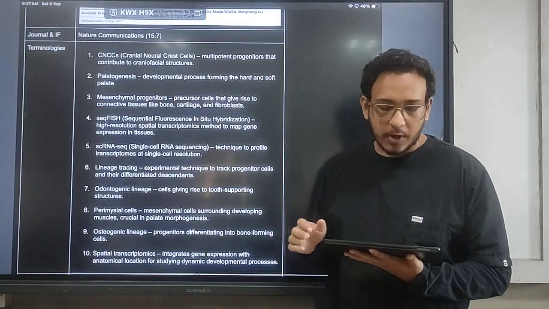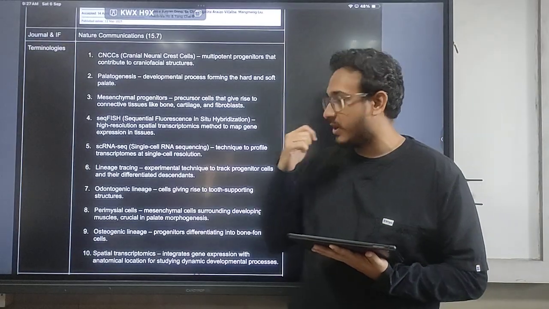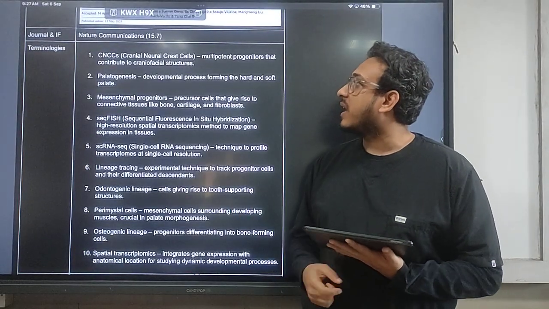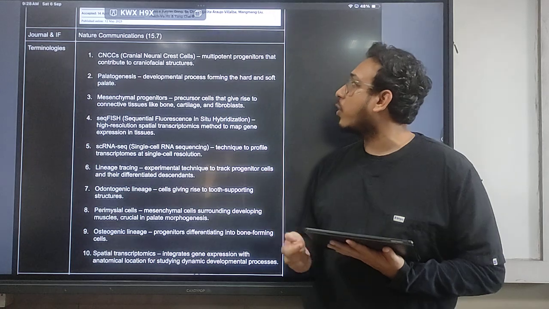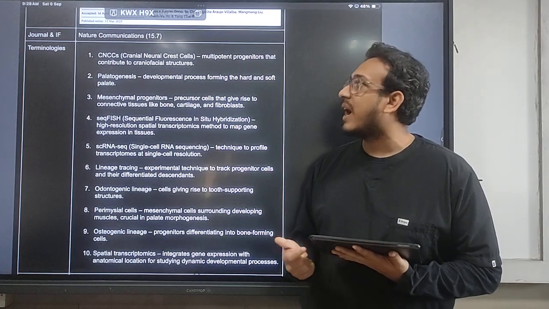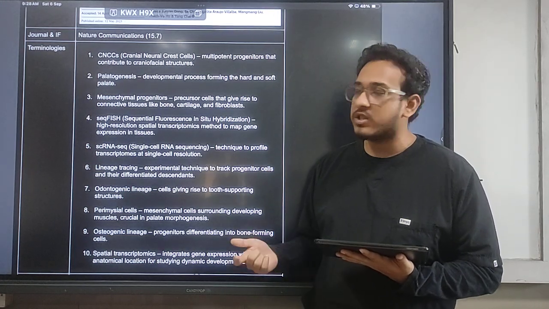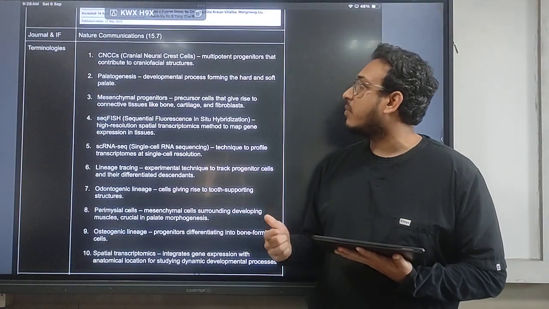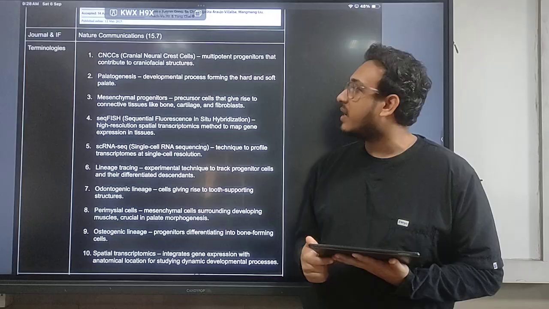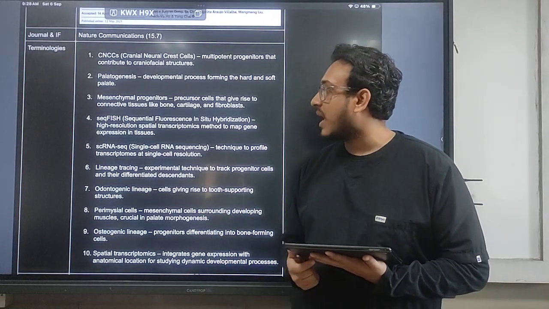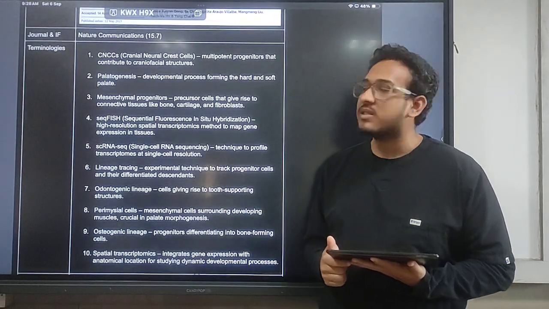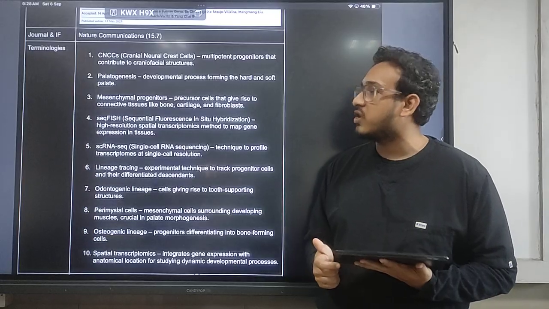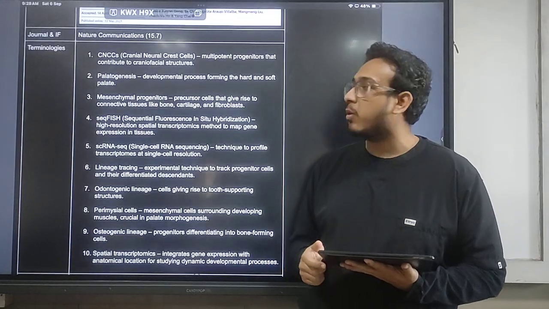Following our terminologies which we need to understand, there are cranial neural crest cells. They are multipotent progenitor cells that contribute to craniofacial structures growth. Palatogenesis is the development and process of formation of the hard palate. Then mesenchymal progenitors are precursor cells that will give rise to connective tissues like bone, cartilage and fibroblasts.